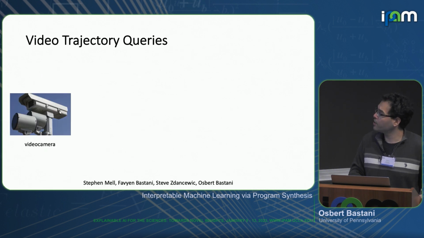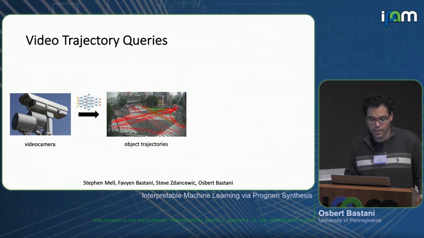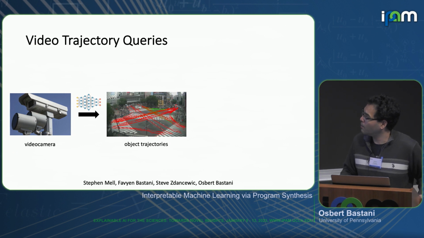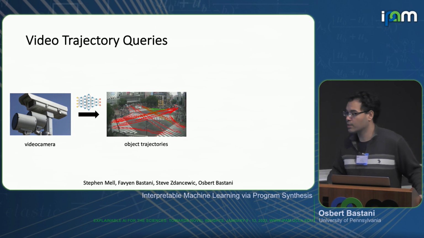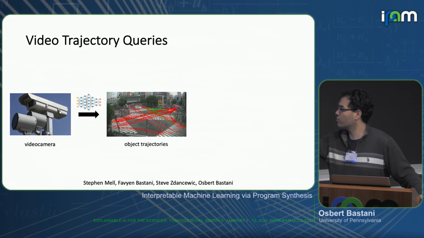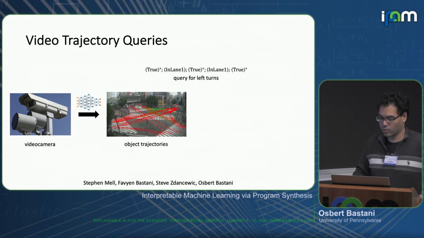And just to give another example, we've also been applying program synthesis to devise queries over video trajectories. This is another supervised learning problem where we have a bunch of video data, and we want to identify some patterns in the data. Here, this is a traffic camera, and we want to maybe look for cars that are turning from one lane into another lane. And then we can synthesize queries that look like the following one.